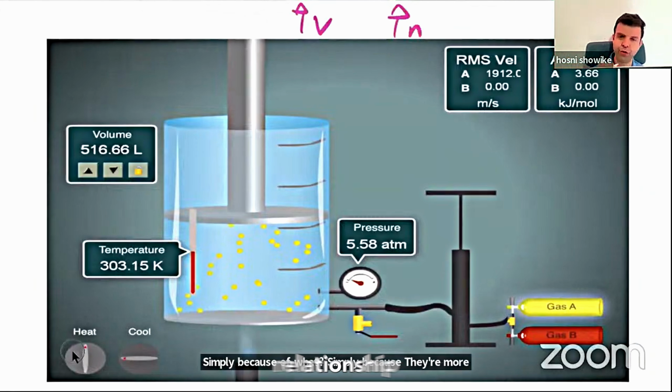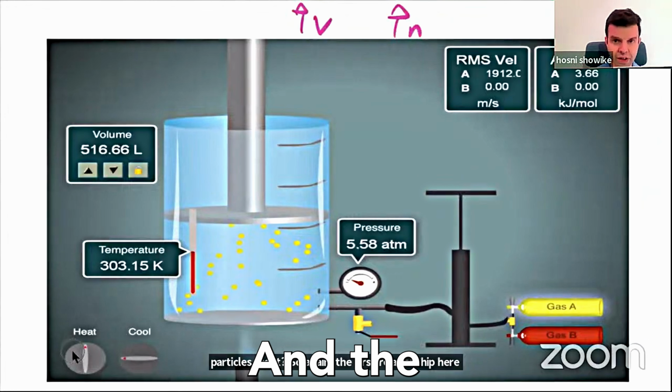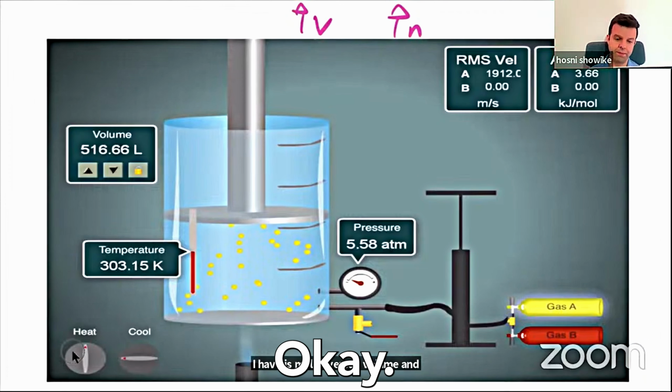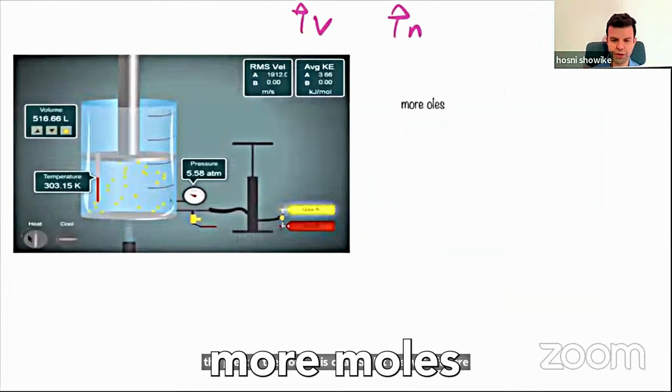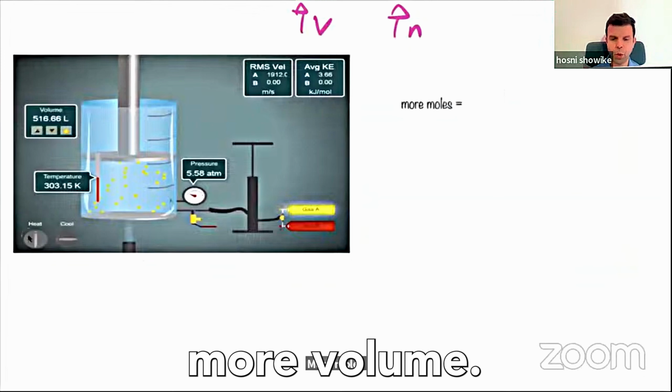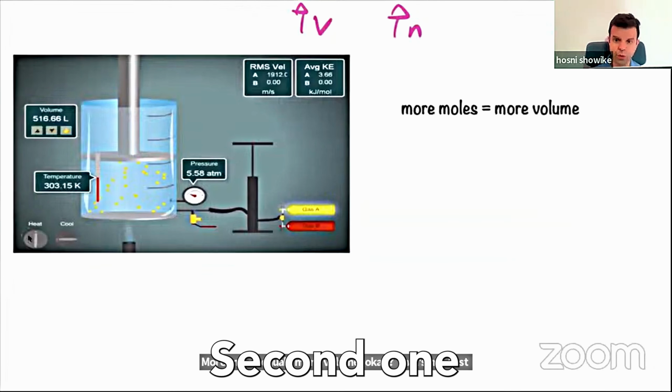So again, the first relationship here I have is moles versus volume. And the greater the moles, the greater the volume is, okay? So let me write it here on the side. More moles equals more volume, okay? That's my first relationship. Second one is what?